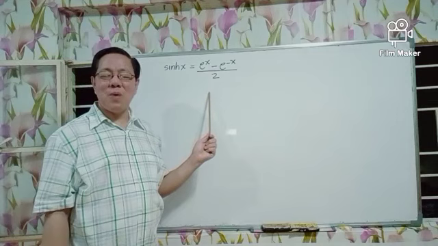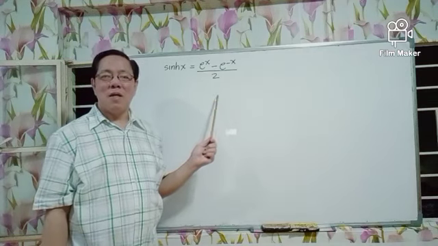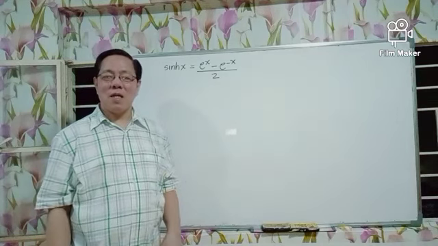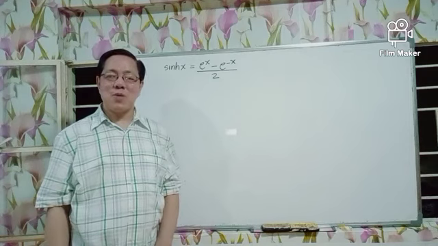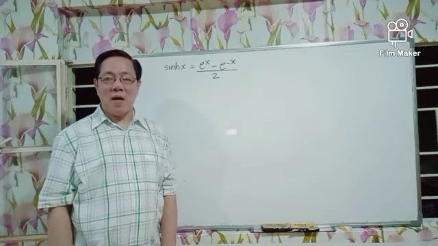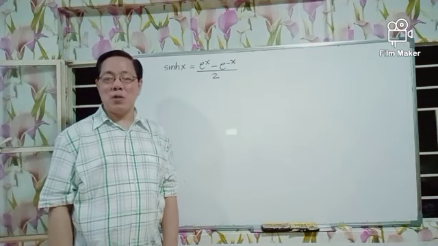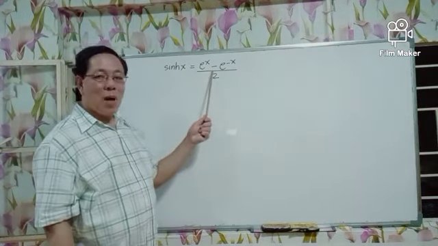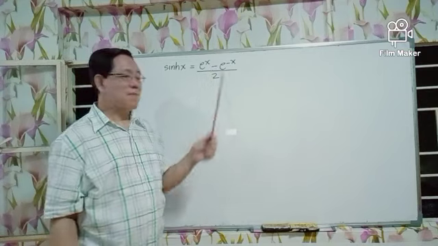And because the exponential function is defined for every real number, the domain of the hyperbolic sine is the same as the domain of the hyperbolic cosine. The domain of the hyperbolic sine is the set of all real numbers, which means that the hyperbolic sine is defined for every real number that you may want to substitute for x.